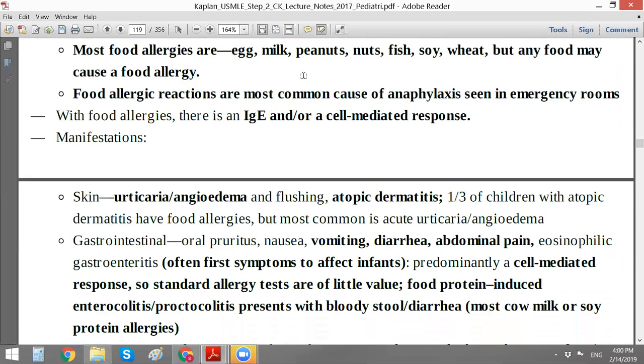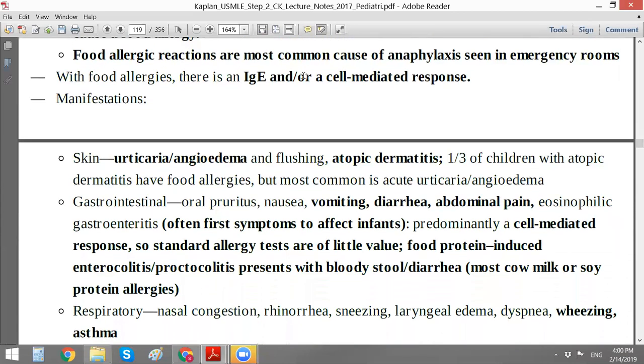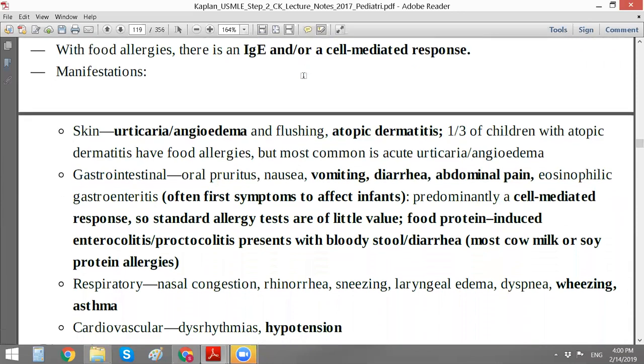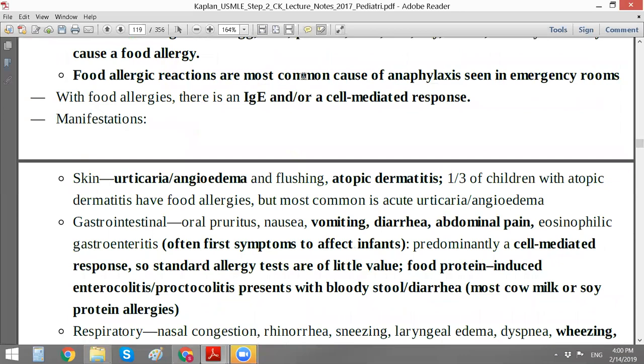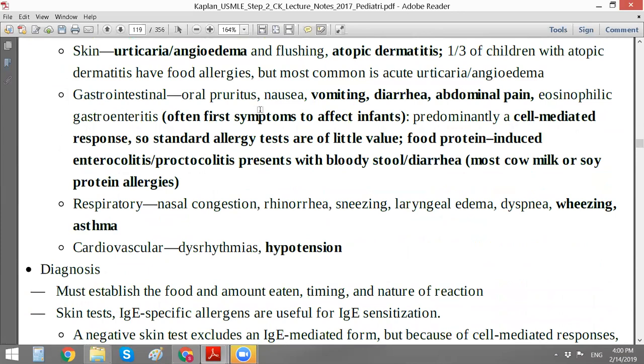Most food allergies are to egg, milk, peanut, nuts, fish, soy, and wheat, but any food may cause a food allergy. Food allergic reactions are the most common cause of anaphylaxis seen in the emergency department. With food allergy, there is an IgE or cell-mediated response. For IgE: skin (urticaria, angioedema, flushing, atopic dermatitis) and GI (vomiting, diarrhea, abdominal pain). Then there is the cell-mediated response.